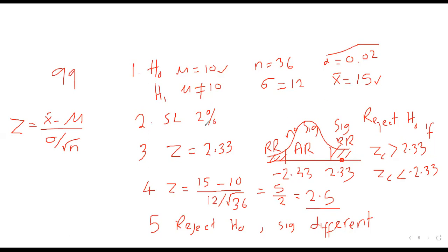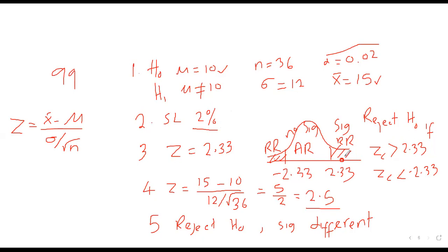So it is important to know the level of significance. If our level of significance here was 1%, 1% is 2.58, which is here, and our 2.5 would have been inside. It would have changed the whole story. So here, our Z value is 2.5 in the rejection region.